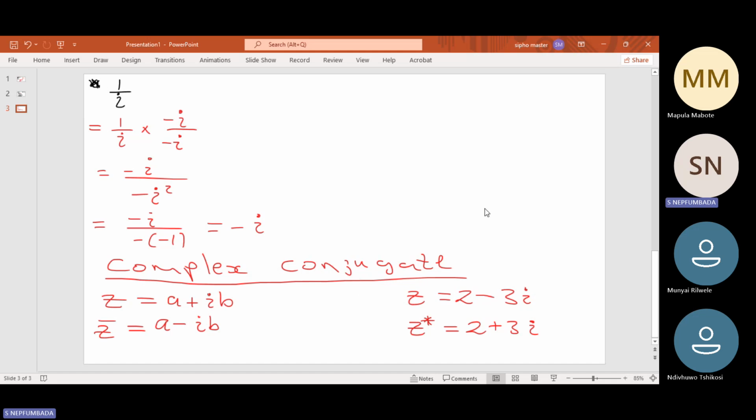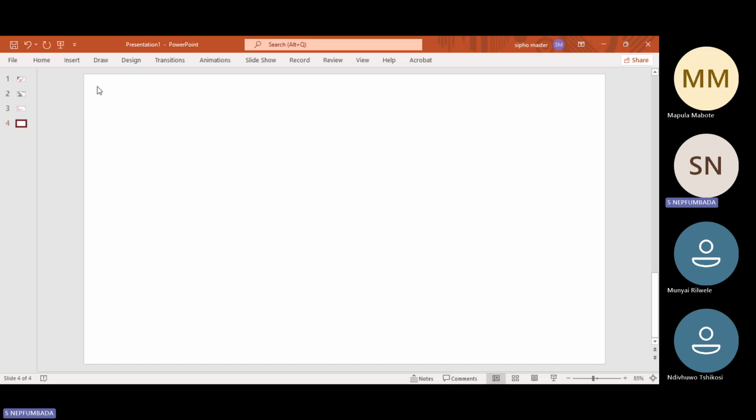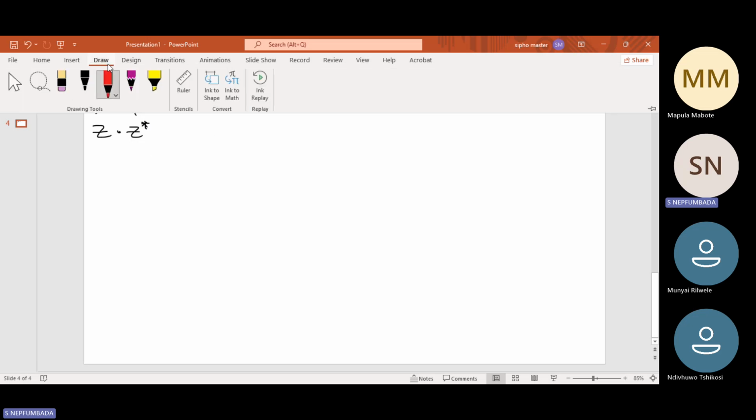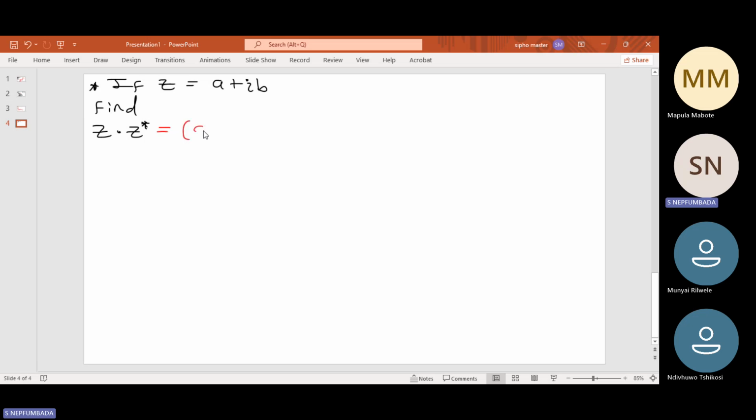Let's do a simple thing. Everything we are doing is just a revision. Let's say z is equal to a plus ib. They say find z multiplied by z conjugate. We can put a star or a bar, it's up to you. So this is equal to what? Our z is a plus ib, then z conjugate is a minus ib.